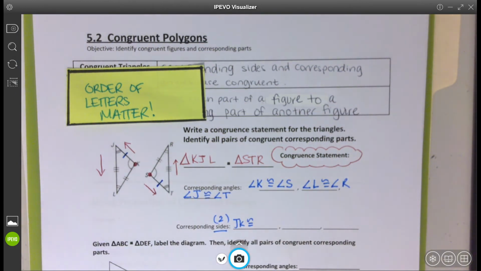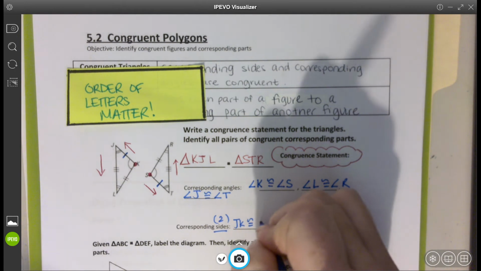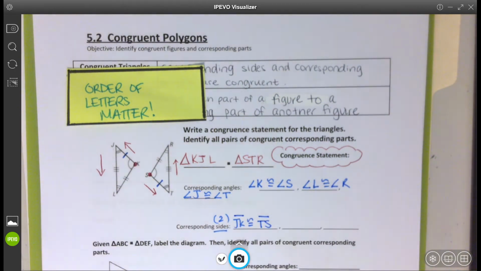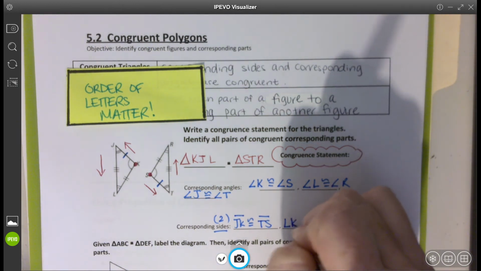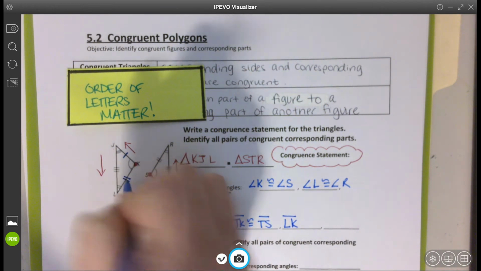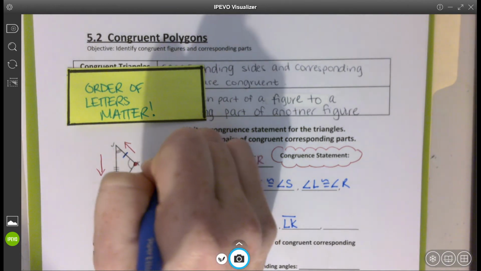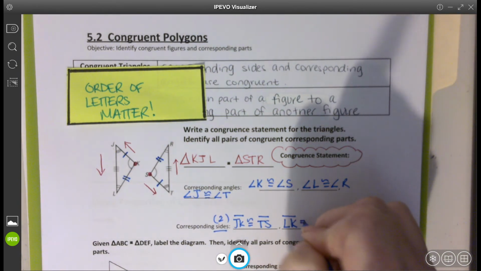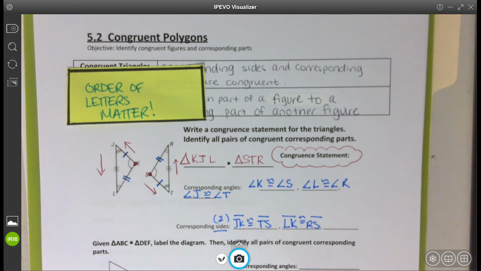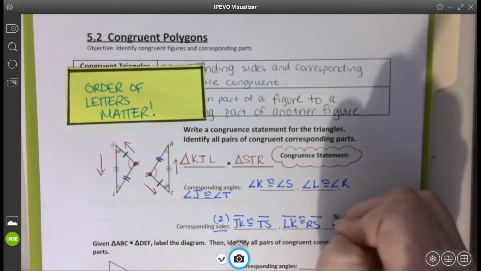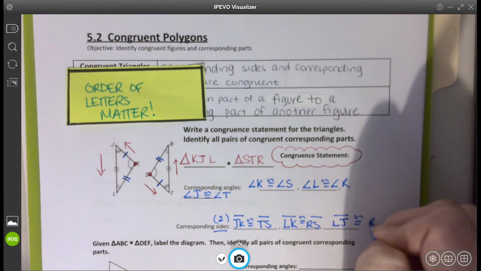So now I have to think, am I going to name it ST or TS? Again, order matters. So looking at J had 3 curve markings, so I need to start with that angle that had 3 curve markings. So this is going to be TS. And do not forget to put your symbol over your segments. All right, next one, we have LK. So LK had those 2 tick marks. I'm looking in the diagram for the next 2 tick marks, matching up our symbols. So we have RS. And then the last one, I have LJ, which is congruent to RT.